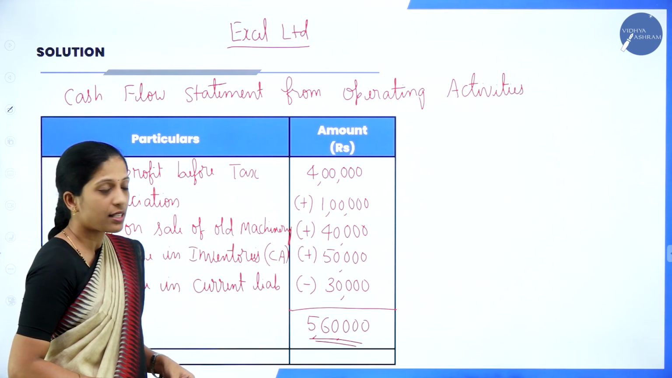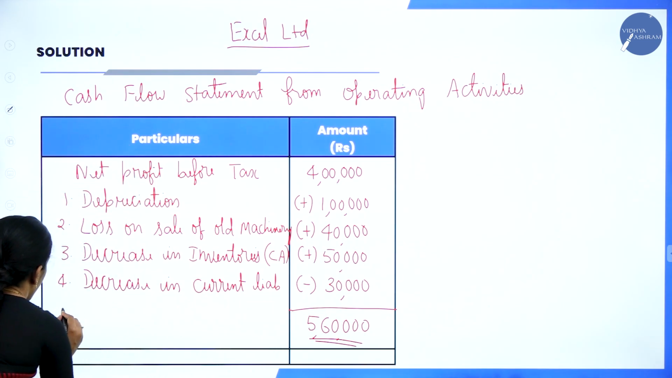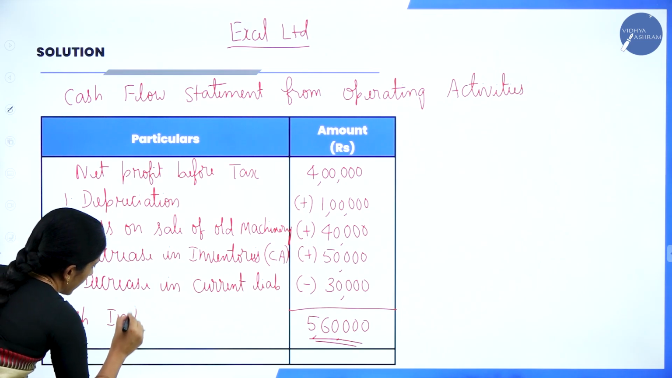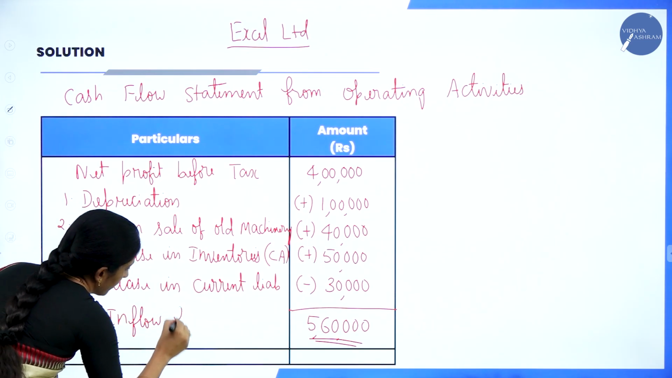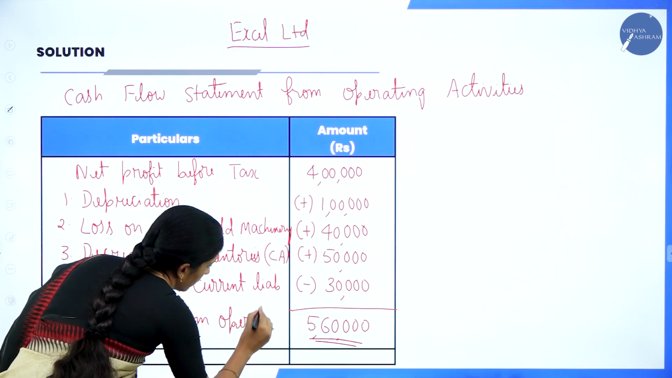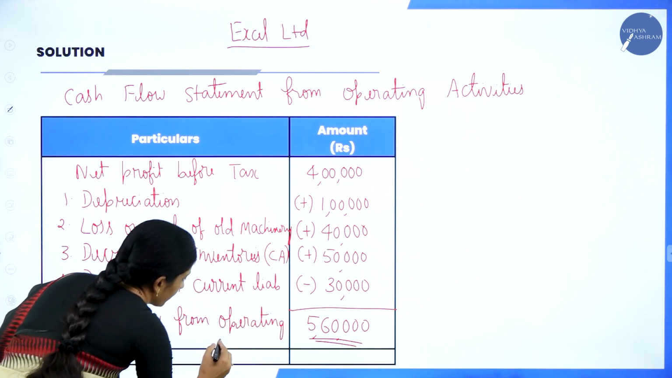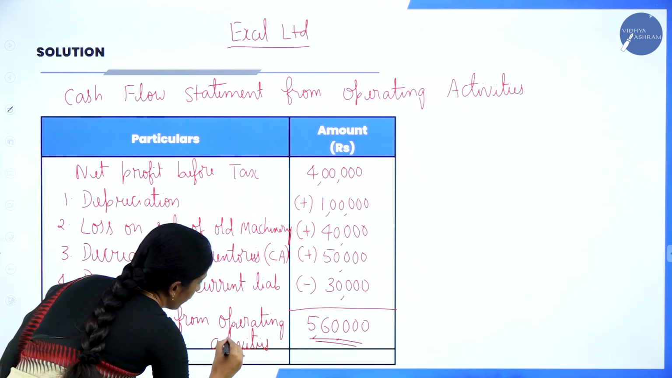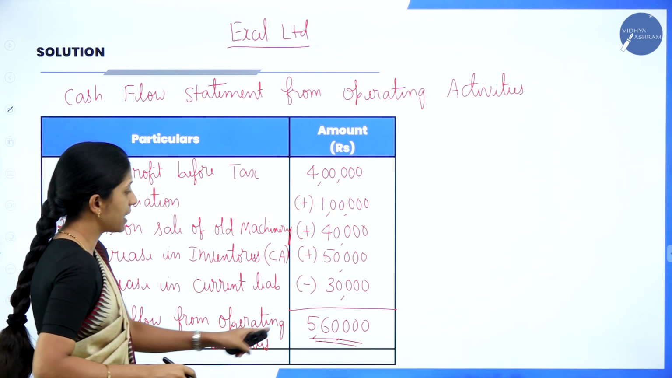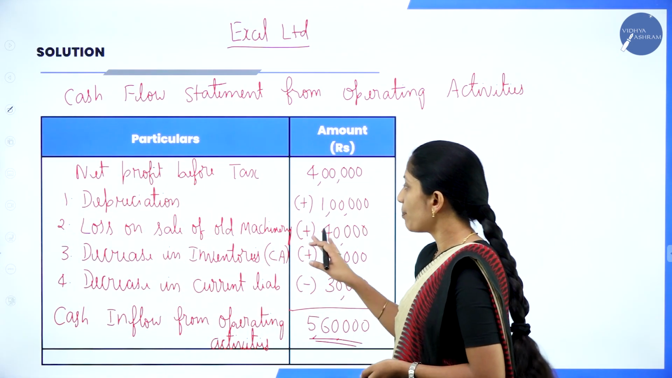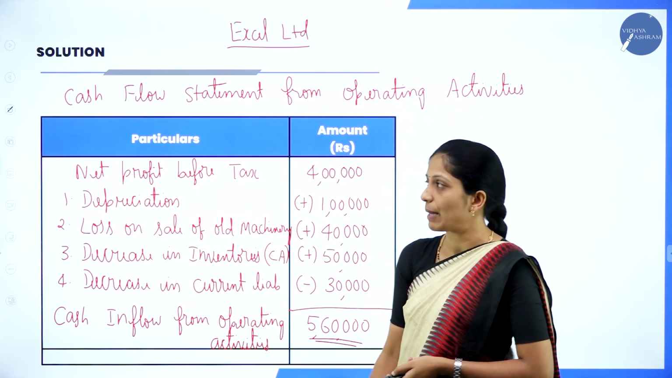So the answer is positive. So how do you write? Cash inflow. Now this is inflow. Cash inflow from operating activities, 5 lakh 60,000. So hope you are clear about it. This is a simple problem. They'll ask you for 6 marks.